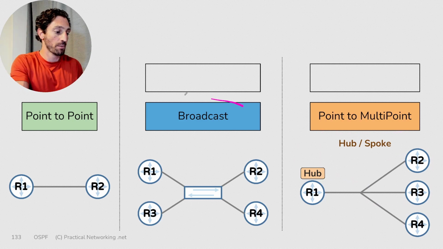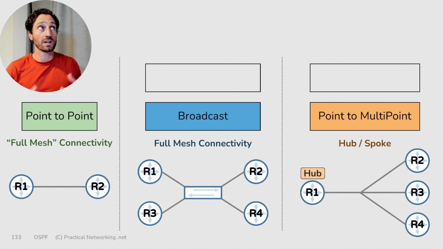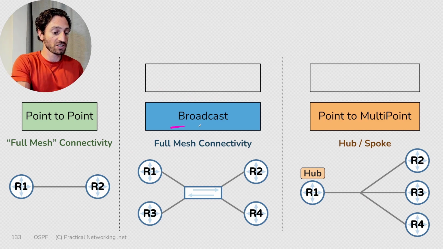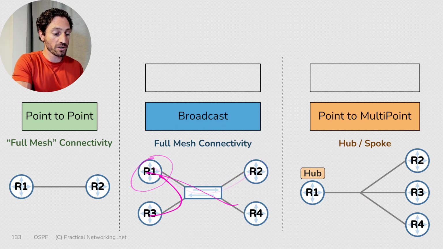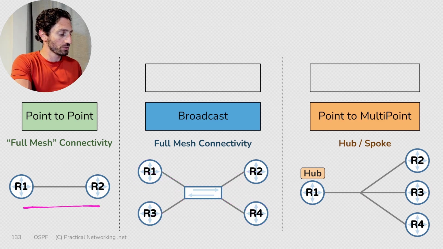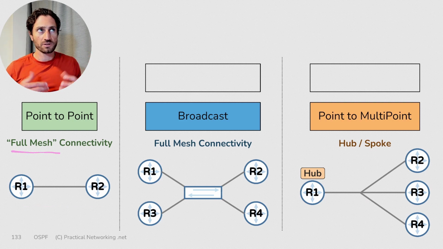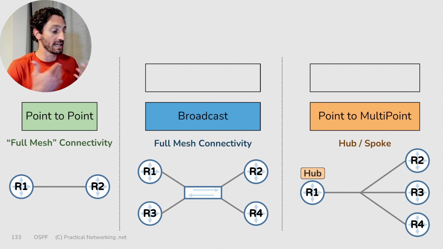By comparison, both of these 2 network types support full mesh connectivity, which is to say, every router on the link can speak to every other router on the link. In the case of broadcast, router 2 can speak to every router on the link, just like router 1 can speak to every router on the link, just like router 4 can speak to every router on the link. In the case of point-to-point, you'll notice that I put full mesh connectivity in quotes, since possibly that term is a little bit overkill, since point-to-point will only ever have 2 routers on that link. Either way, it does satisfy the definition of full mesh, meaning that every router on the link can speak to every other router on that link.